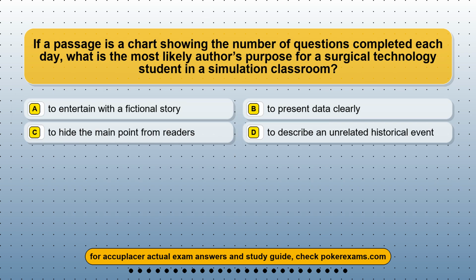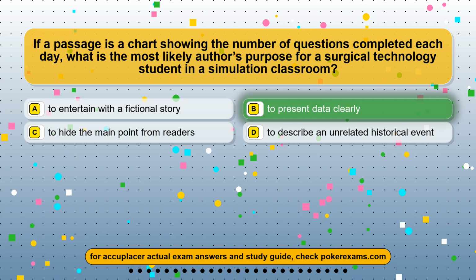Question 6. If a passage is a chart showing the number of questions completed each day, what is the most likely author's purpose for a surgical technology student in a simulation classroom? Option A, to entertain with a fictional story. Option B, to present data clearly. Option C, to hide the main point from readers. Option D, to describe an unrelated historical event.